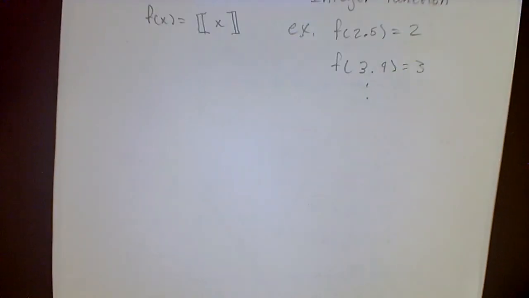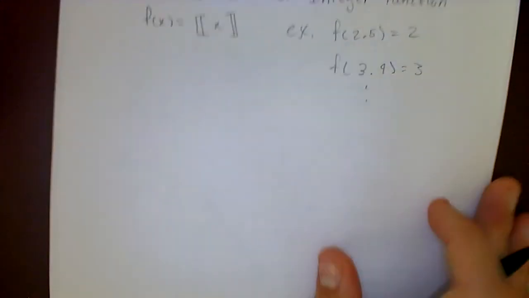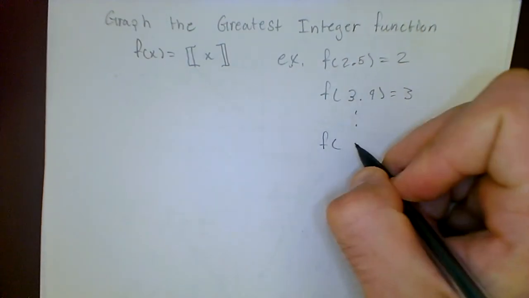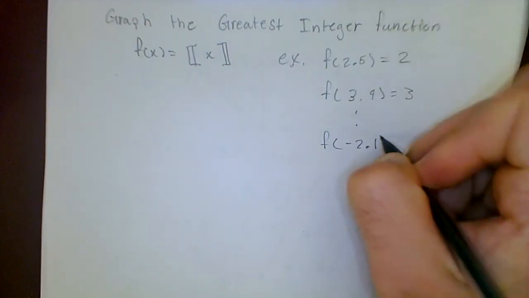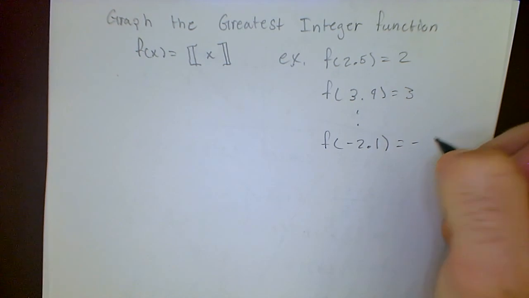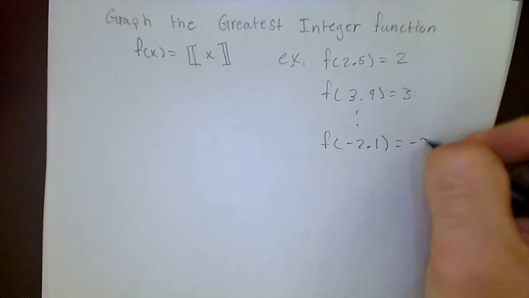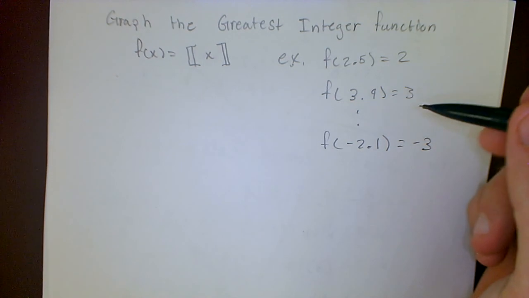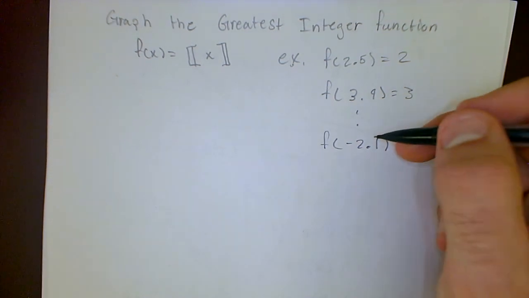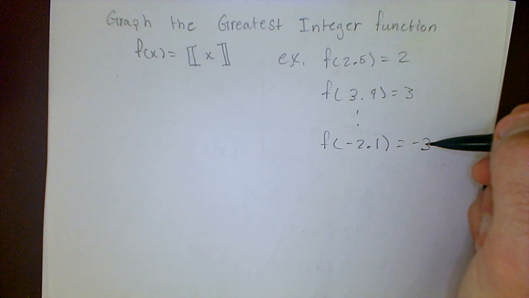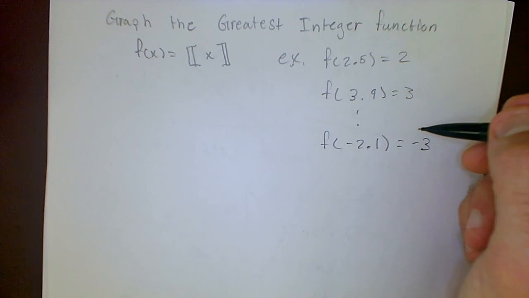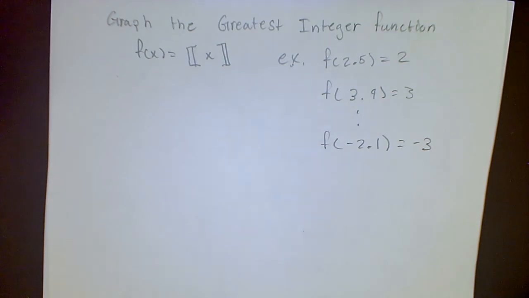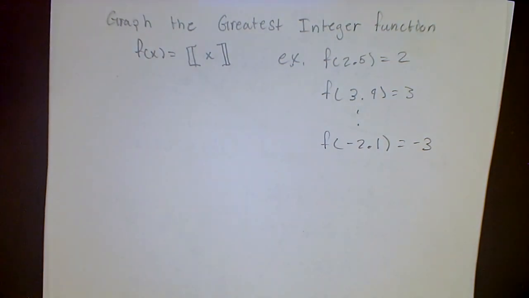So if I wanted to define this piecewise, we also have to think about what it means if I did f of negative 2.1. Well, that's actually going to be negative 3, because we actually round down. And think about it, if you were to call this negative 2, you'd be rounding up, because the negatives go from left to right. So negative 3 is smaller than negative 2, is what I'm trying to say.